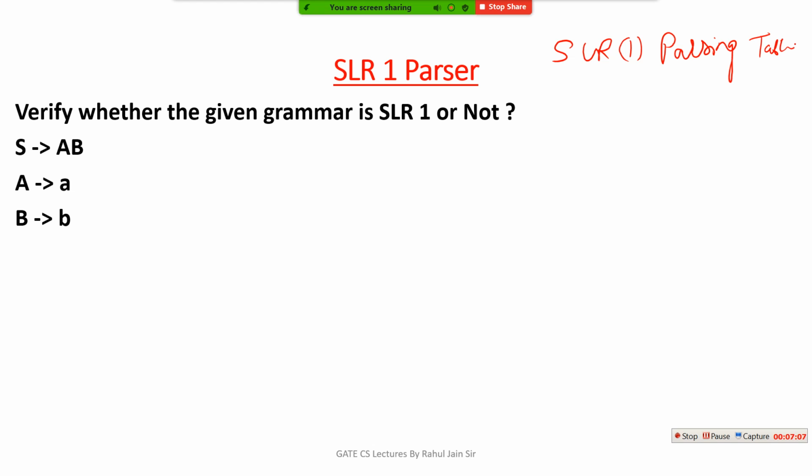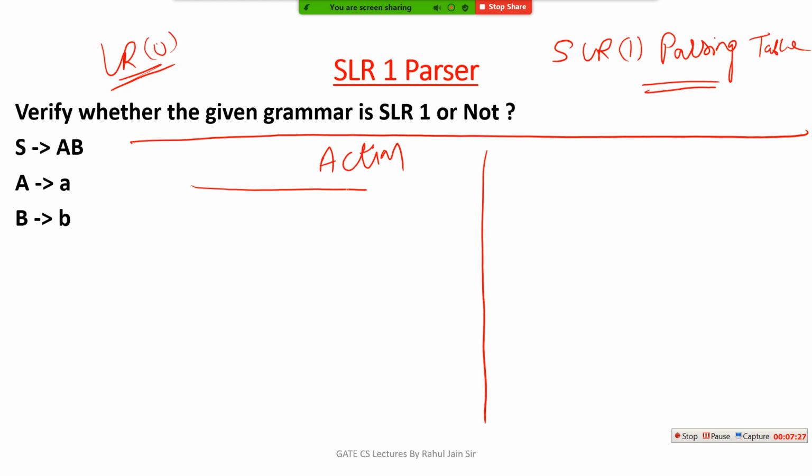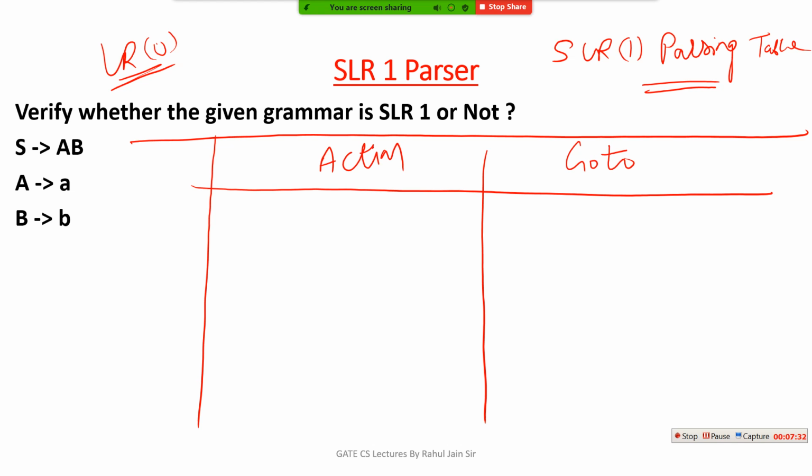Yesterday we constructed the LR0 parsing table. So the SLR1 parsing table's architecture is also the same; the architecture doesn't have any modification. This table on the left hand side will have the action part, here it will have a goto part, and here I need to mention all the states of the DFA.